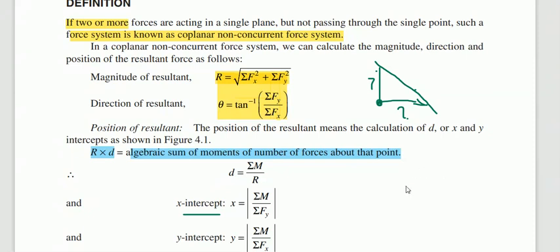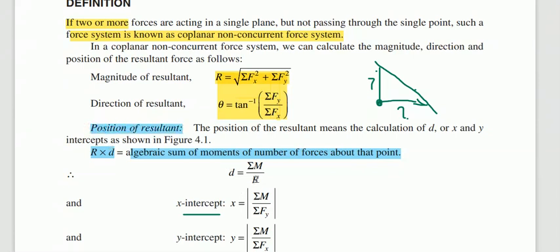If a number of forces are acting in a system, then the summation of the moments due to all the forces about any point is equal to the moment of the resultant about the same point. By considering this, we can find the position of the resultant.